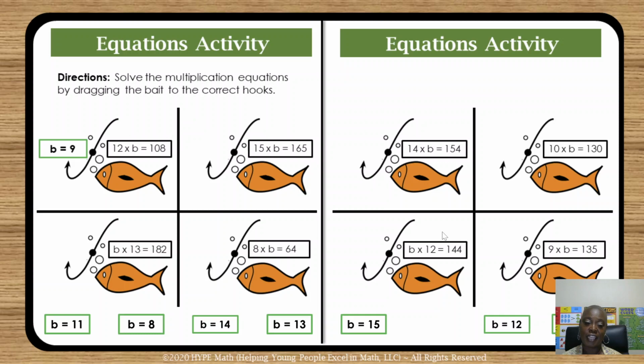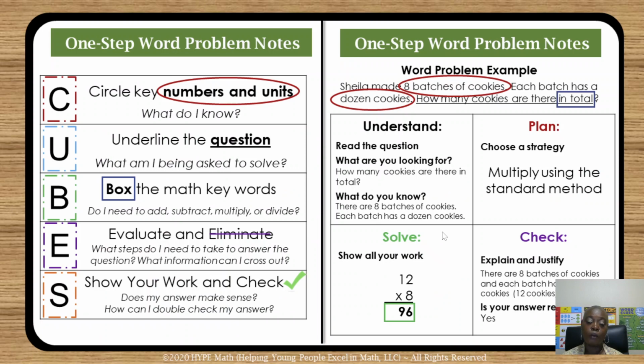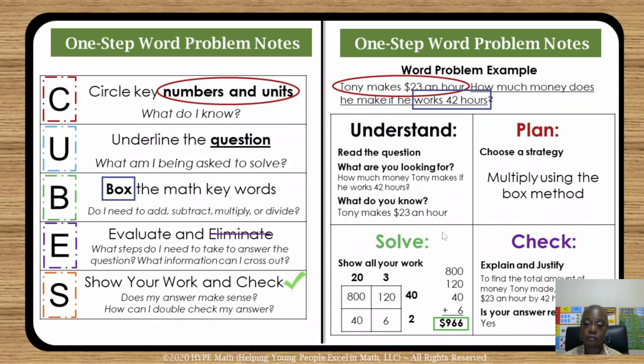Here is an equation activity just so that students can practice how to solve equations using multiplication and division. It is drag and drop, so students are able to drag the squares and drop them on the correct hook. Here we have notes walking through a word problem using the CUBE strategy. Here's another problem as well. The first one was 2-digit by 1-digit, but this is a multi-digit multiplication problem.